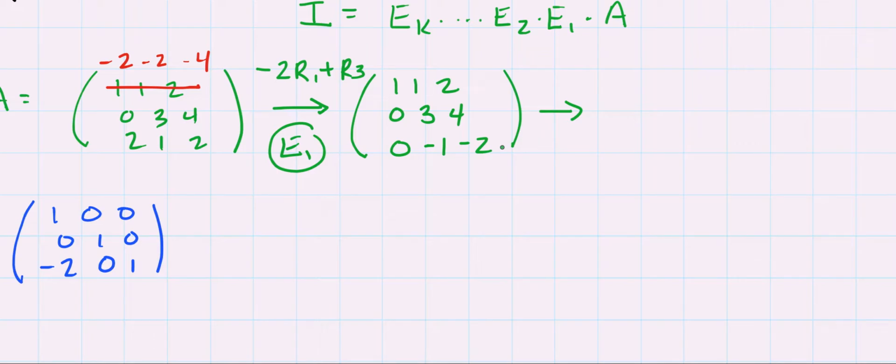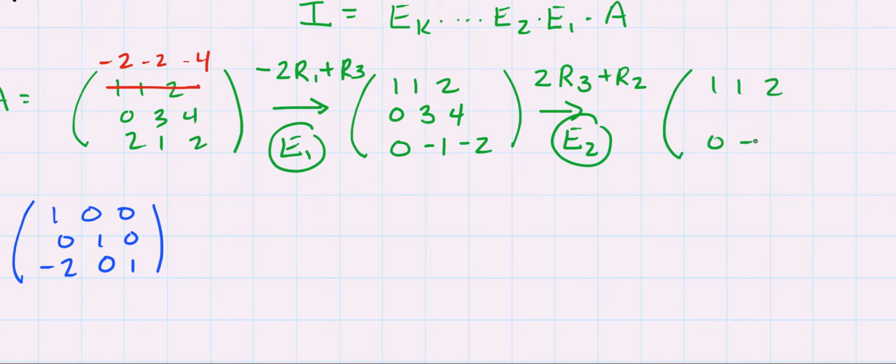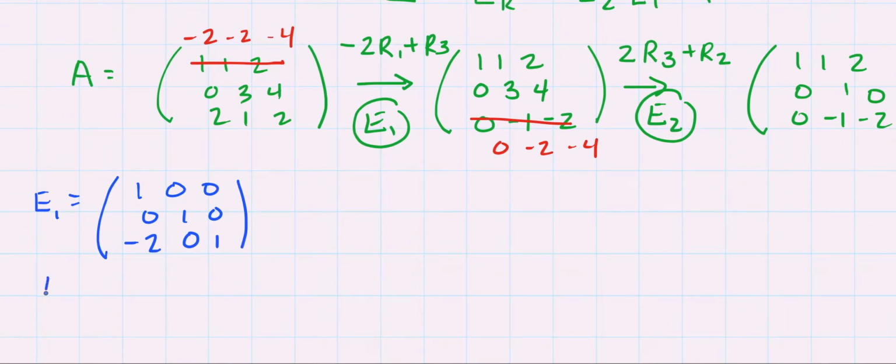Okay, let's continue. What should I do next to make this matrix look more like the identity matrix? Let's see, I want to get rid of this 3. I want to make it a 1. So what I'm going to do is multiply the third row by 2 and add it to row 2. And this is going to be my second elementary matrix. I'm going to put this down here. This is going to be 0, negative 2, negative 4. So I'm going to end up with 0, 1, 0. Then again I'm going to write what E sub 2 is off on the side. So we took 2 times row 3 and added it to row 2.